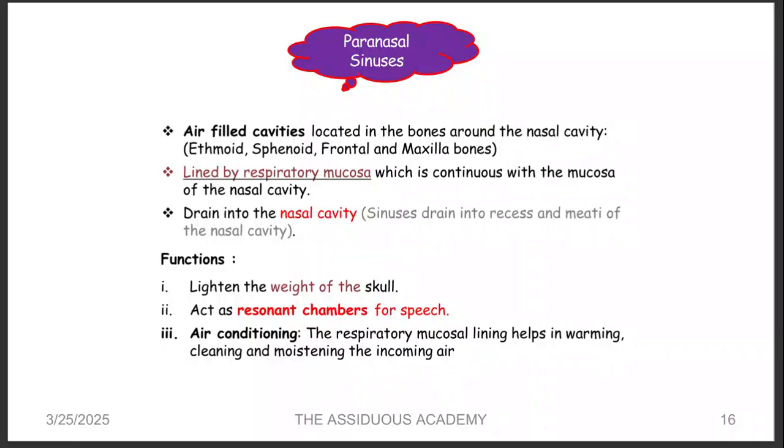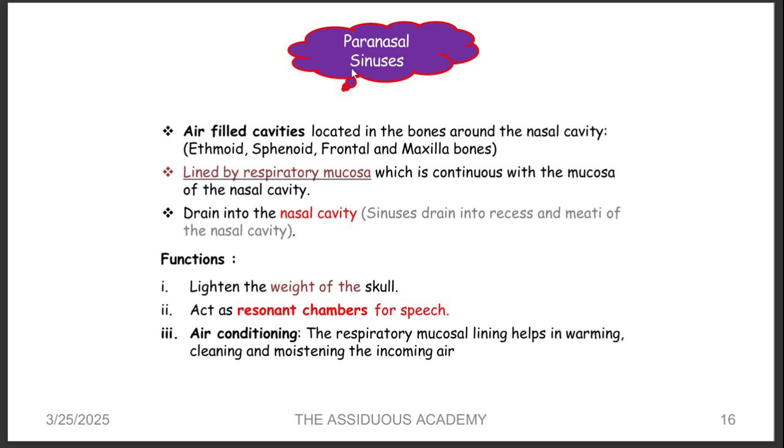So the paranasal sinuses we are talking about are just spaces that are filled with air. They are found in the ethmoid bone, the sphenoid bone, the frontal bone, and also the maxilla. They are lined by respiratory mucosa, which is continuous with the mucosa of the nasal cavity. The paranasal sinuses drain into the nasal cavity.